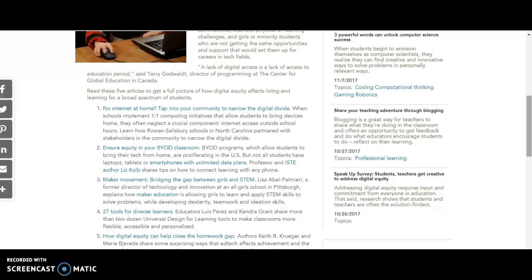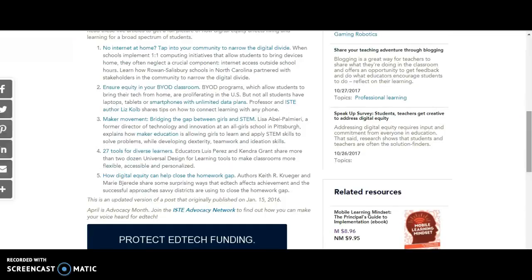The Maker Movement, which is bridging the gap between girls and STEM, is providing more opportunities for girls to do hands-on technology activities, science, math, engineering, things of that nature, in order to put more girls into fields that deal with science, technology, engineering, and math. 24/7 tools for diverse learners tries to create a universal design for learning for students to have more flexible access to technology that is personalized for them. And then lastly, we need to pay attention to how digital equity can help close the homework gap.